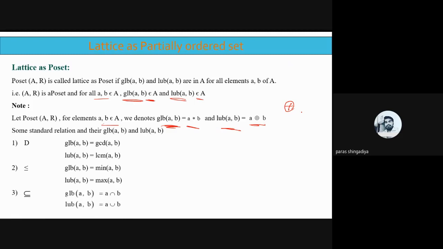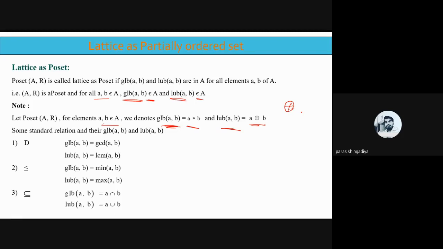And the third relation is the subset. For the subset relation, which includes some sets, P(A) has some sets like the empty set, singleton a, singleton b, singleton c, and so on. To find the GLB and LUB, we use a intersection b and a union b respectively. GLB means a intersection b and LUB means a union b. Intersection means you find the intersection of the two sets, and union of the two sets. Clear? It is easy to define intersection and union.